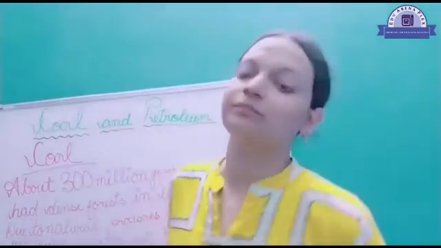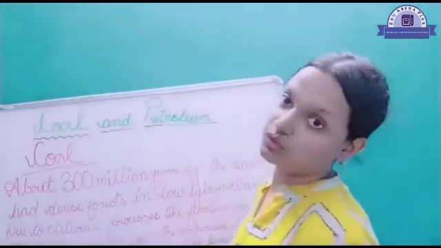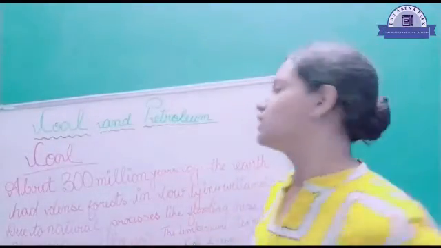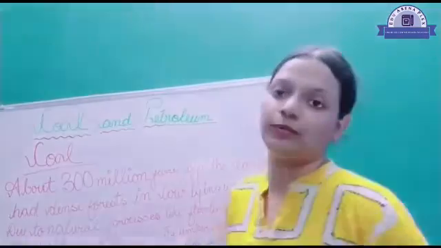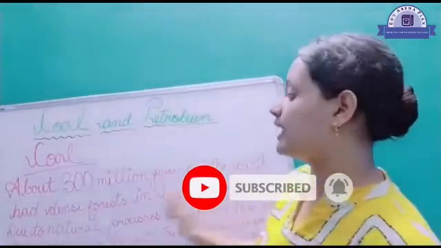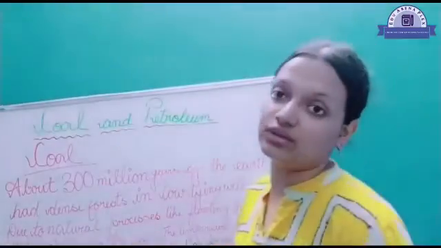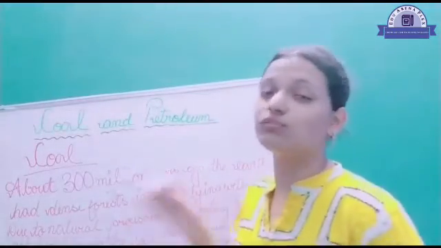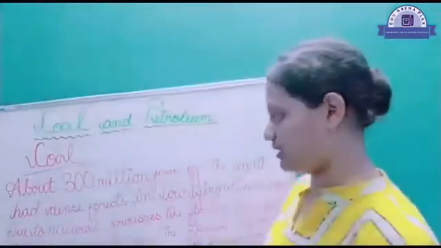So let's start. Let us first know how coal is actually formed. About 300 million years ago, the earth had dense forest in the low lying wetland areas.